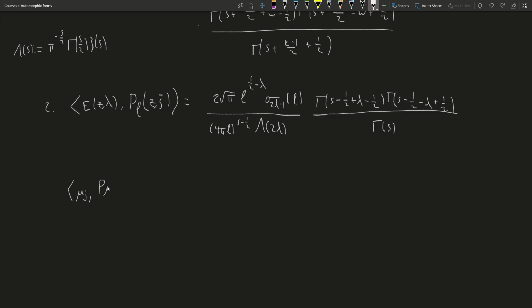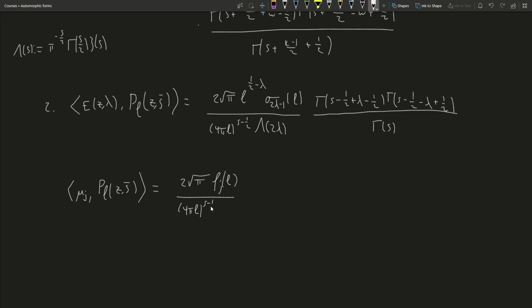Similarly, this is the same calculation as before. There's no actual dependence on the holomorphic Eisenstein series, so I'll just write down what you get. This is rho of L, sorry. So it's the same as for the Eisenstein series.